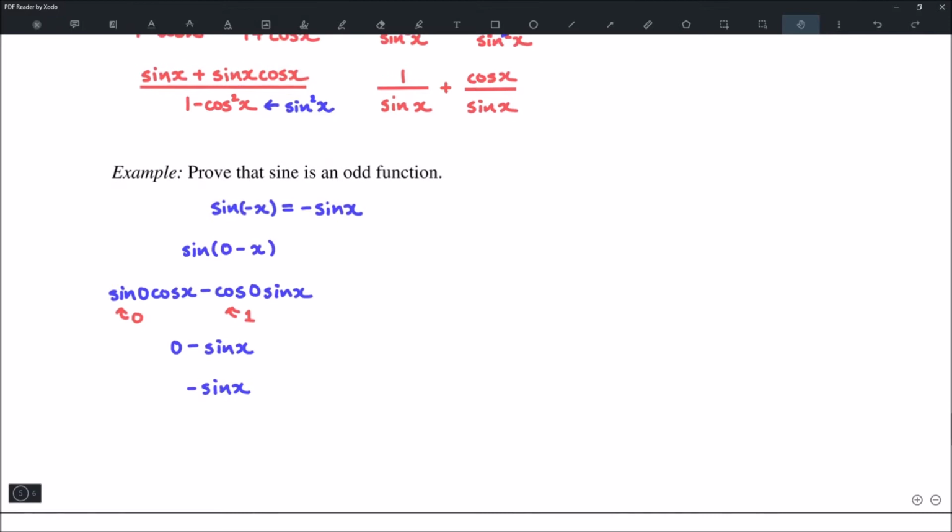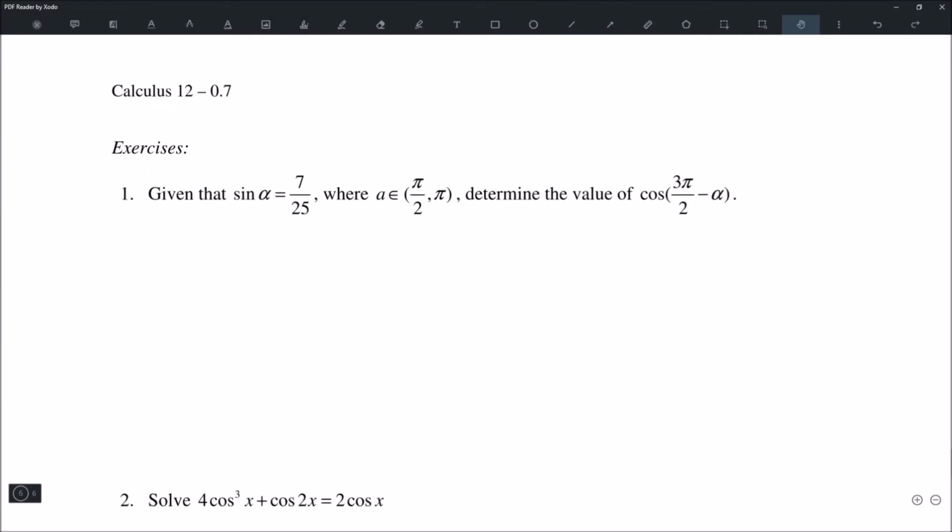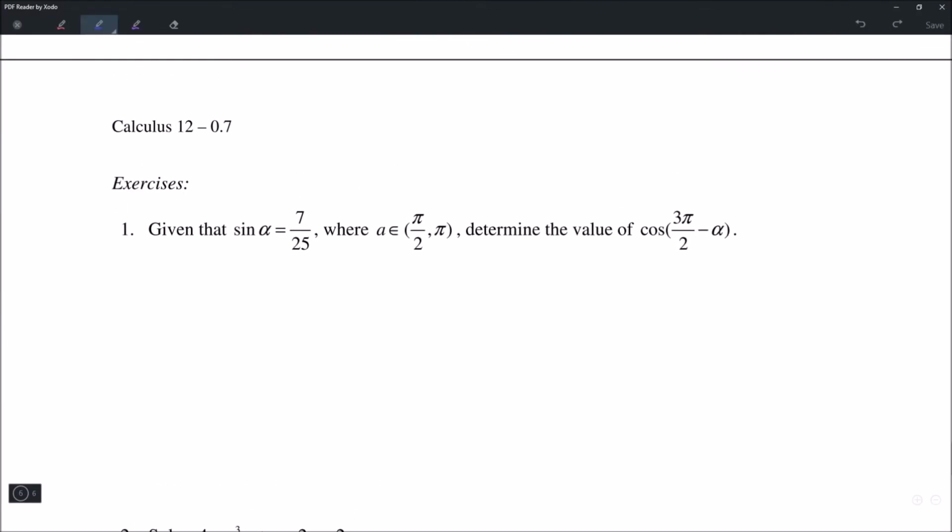Moving to the next example. All right, so sine alpha is equal to 7 over 25, where alpha is in quadrant 2, so from pi over 2 to pi, and we're to determine the value of cosine 3 pi over 2 minus alpha.